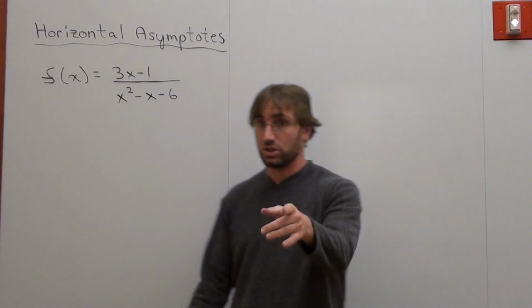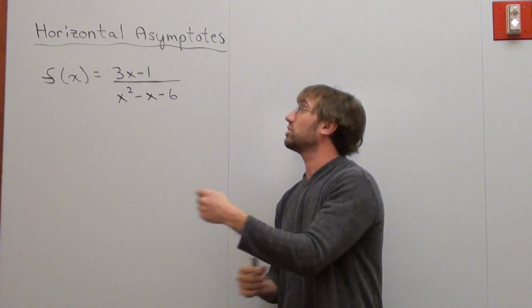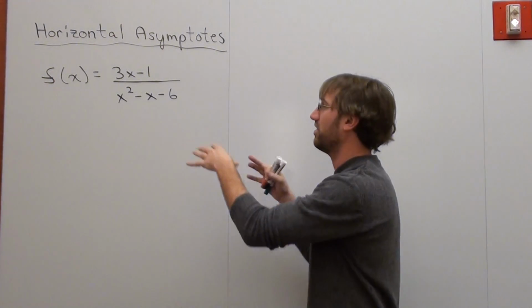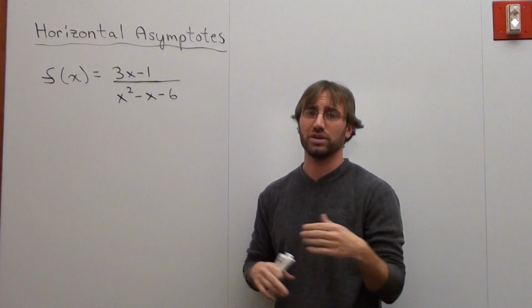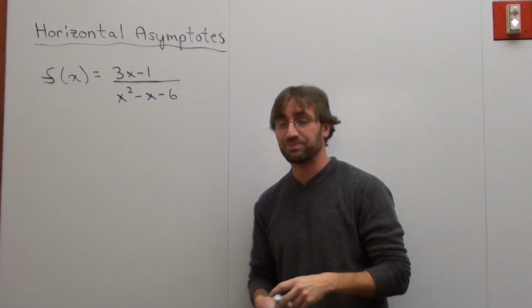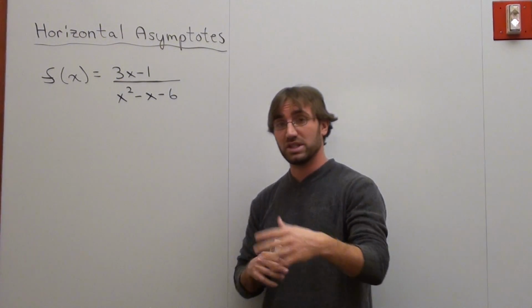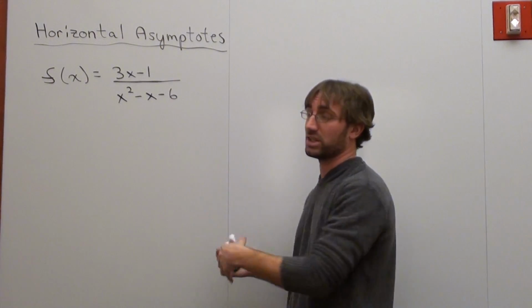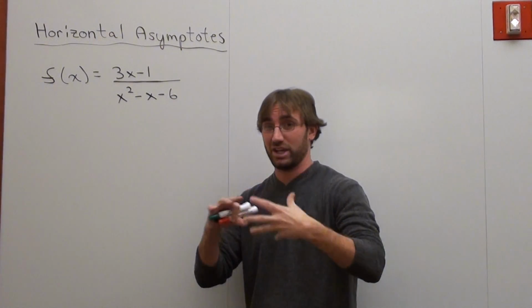Hello again. So I'm back doing this problem that I said I was going to do for horizontal asymptotes. F of x equals (3x minus 1) over (x squared minus x minus 6). So I'm going to go ahead and do that. Now there's a few pieces of information that are going to help me graph this, at least try to create the most accurate graph that I can.